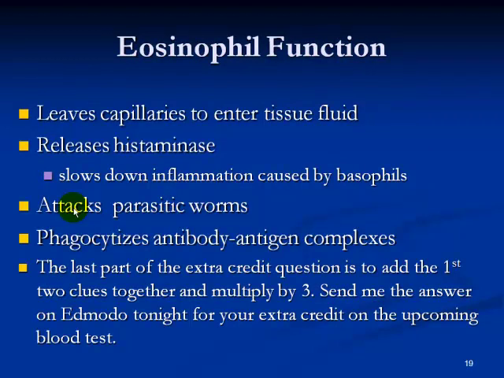Eosinophils leave the capillaries and enter the tissue fluid, the interstitial fluids. They release histaminase, right? This is an enzyme that slows down inflammation that's caused by the basophils. So you've got the basophils releasing their substances for allergic reactions, and then you've got the eosinophils slowing down the inflammation caused by the basophils. Eosinophils also attack parasitic worms. They phagocytize any antibody and antigen complexes, and those are, as we discussed today, the antibodies that protect you from coming down with the disease a second time.